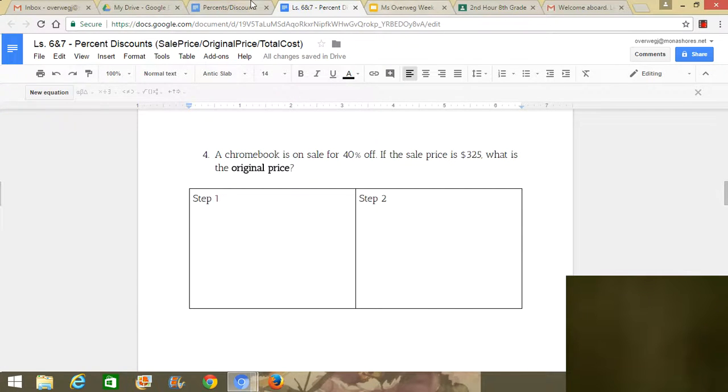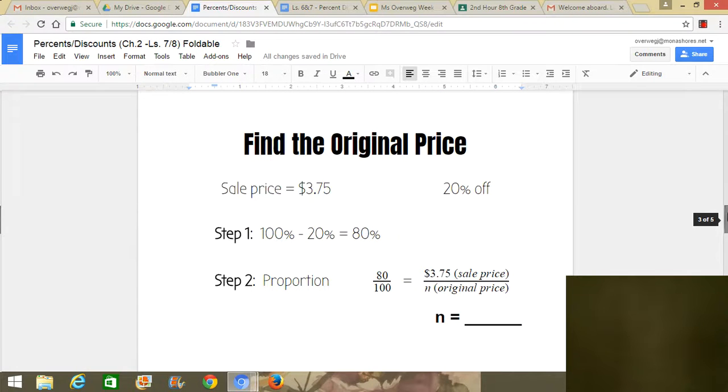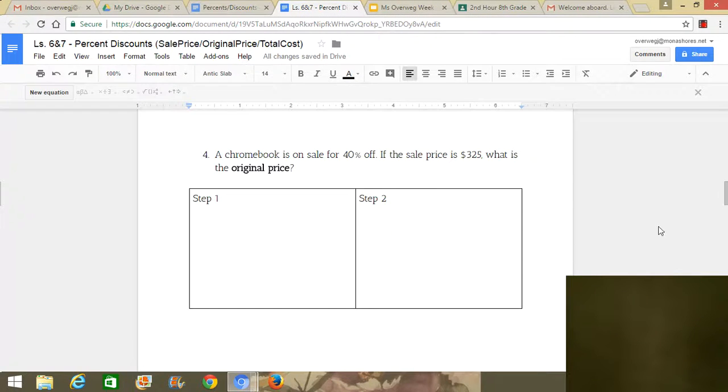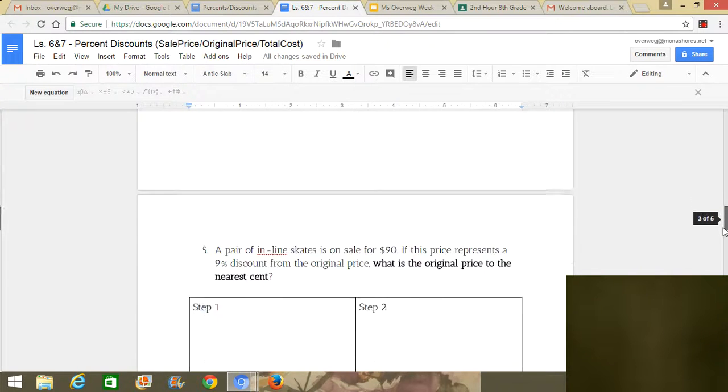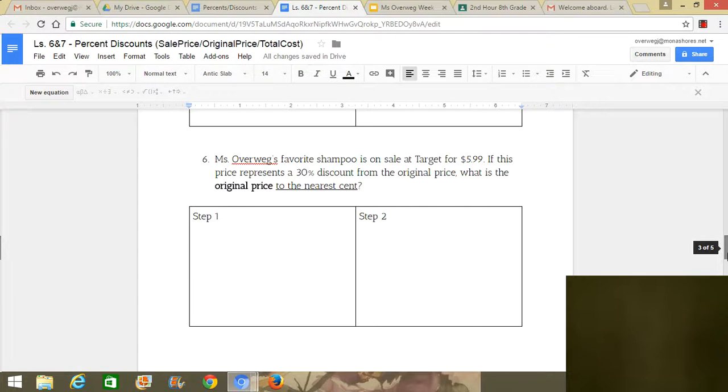And remember when we talked about original price in our foldable yesterday, we said make sure you really pay attention because this is the one where the number we're looking for is in the denominator. Most of the time it's always in the numerator, okay? Your foldable is really going to help you with these problems. Number 5, you're finding the original price, and number 6, you're finding the original price. Don't worry about the simple interest. We're going to work on that tomorrow, and then we're doing the discount in our other problems as well.